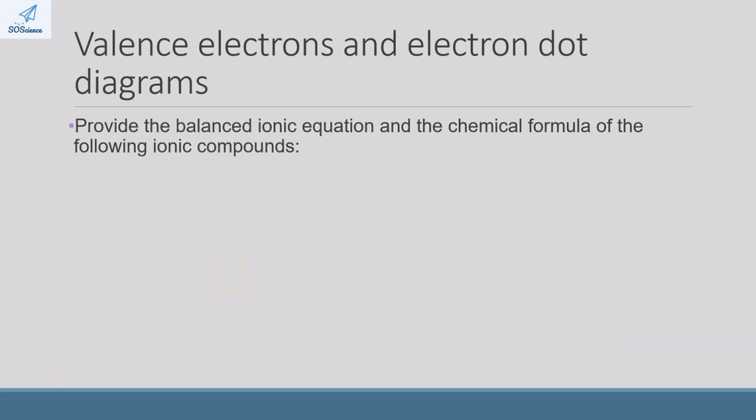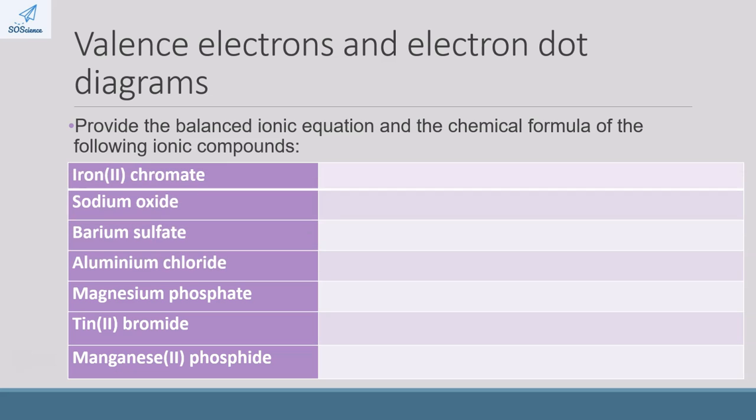This question is a little bit more complicated in that I've asked for the balanced ionic equation. Again, it's easy enough for you to work out the ions and the chemical formula of the ionic compound, but there's an added level of complexity in providing the balanced ionic equation, meaning that you show me the number of ions needed of your positive ion and your negative ion on the reactant side of the equation. Let's take a look at the first one.